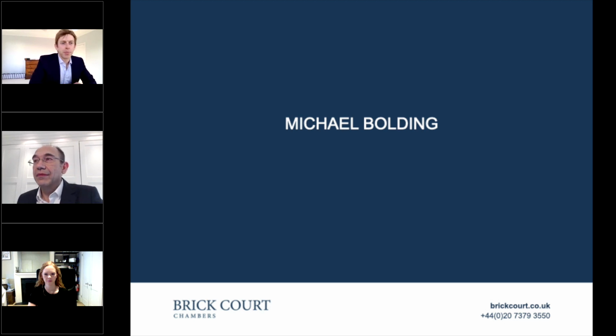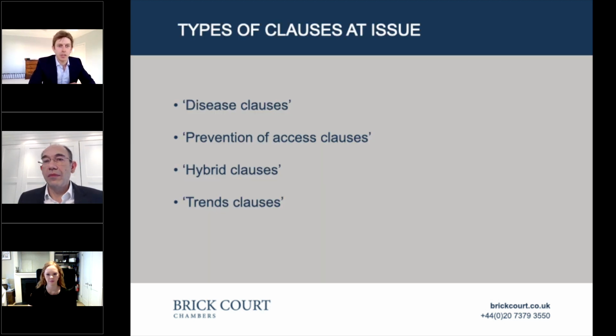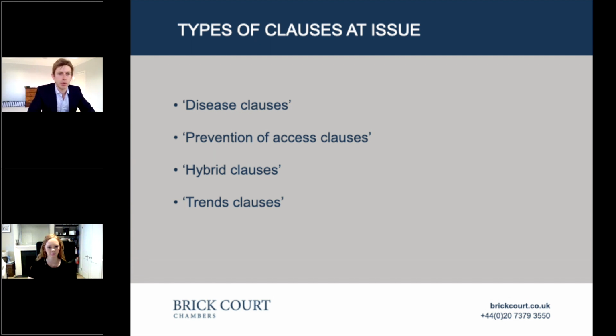Thanks, Simon. The test case concerned a claim by the FCA for declarations against 8 insurers concerning the extent to which various business interruption policies respond to loss caused by the COVID-19 pandemic. In broad terms, the case raised issues concerning construction and causation relating to 3 types of insurance clauses.